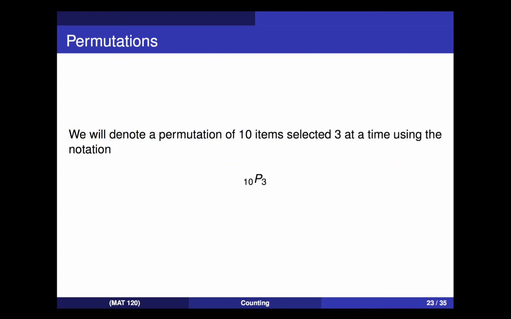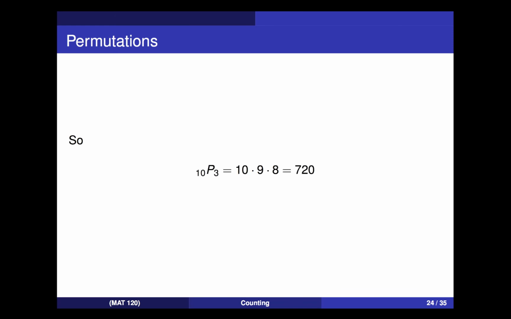Okay, and we have a notation for this. So we have a little subscript, 10P3. So this is 10 items selected 3 at a time when the order is important, and these are called permutations, and there's the notation. So here's how it goes.